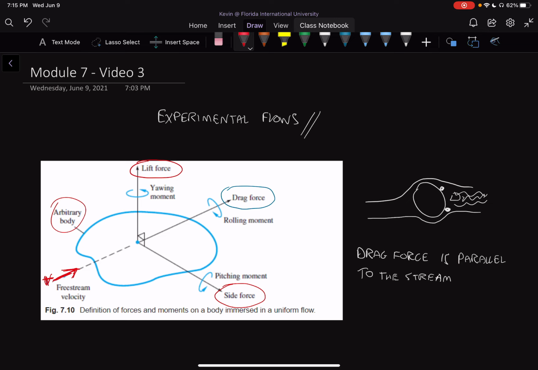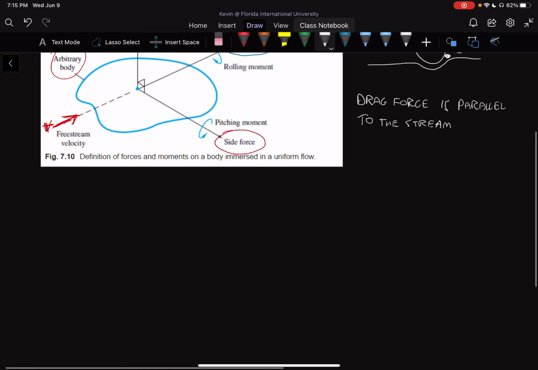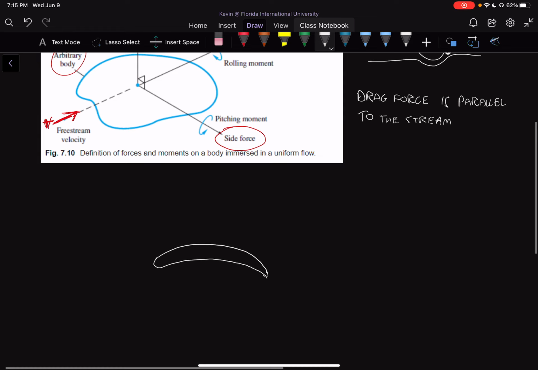Okay, now if we look at a wing flow, a flow over a wing, if we have a wing shaped like this, we can say that the lift force is up and the drag force is usually backwards.